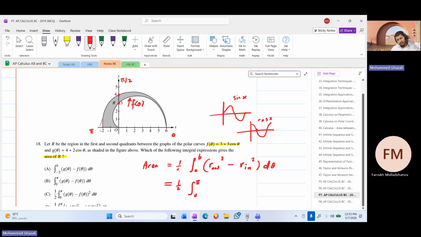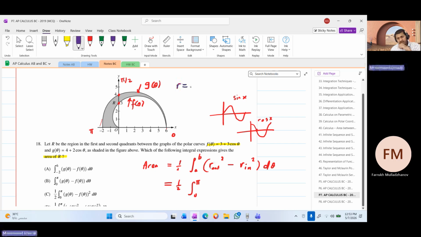Now, what's the R outer? Which one has a bigger radius, f theta or g theta? Larger radius. f theta is 3, and g theta is 4. So g theta is R outer.